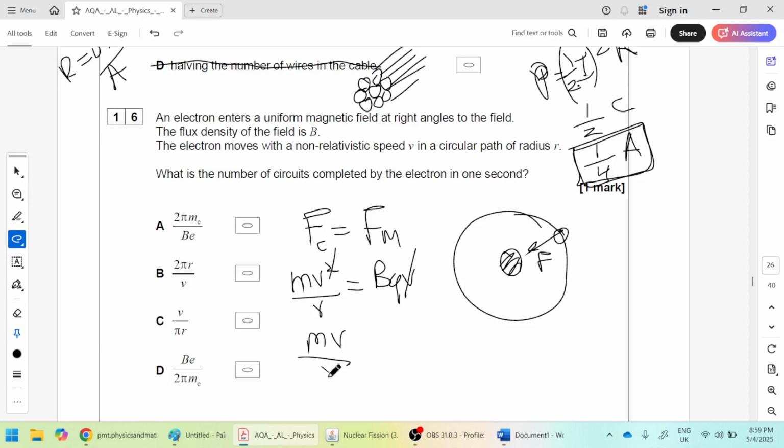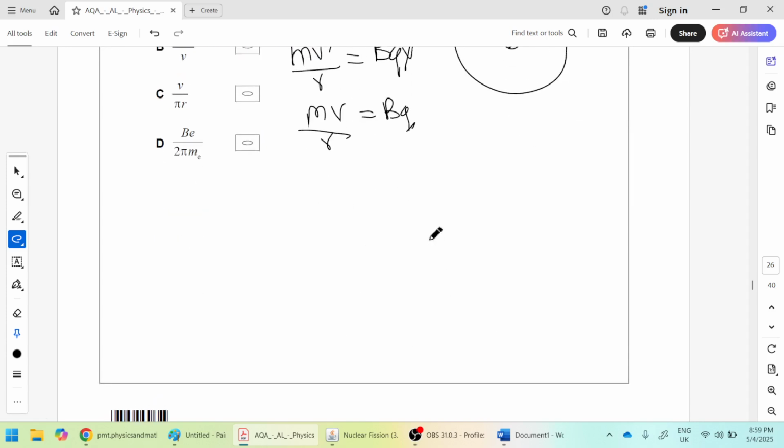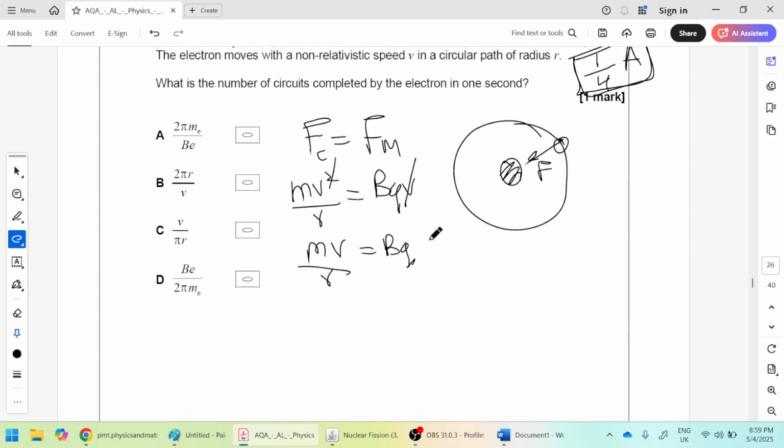mv over r equals BQ. Now, this proof is a very specific proof that's normally there in the turning points topic in AQA and the particle physics topic in Edexcel. So once you've gotten this, what you need to do is bring in some circular motion equations. Yes, circular motion equations. So for that, we need the omega, T, F, C, V structure.